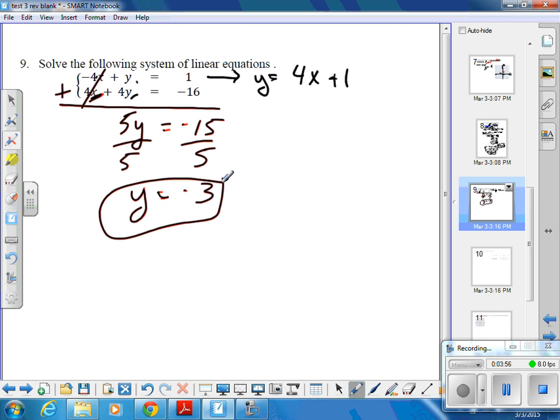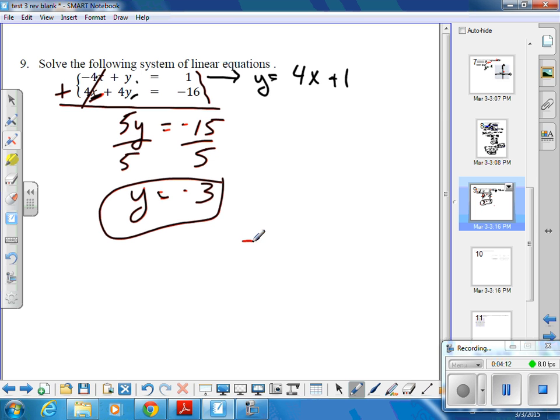And you might be thinking, wow, that was a lot faster. This depends on how the problem's set up, which way is going to be easier. So y equals negative 3. I have to find x. So I get to go back to either one of these and pick which one I want to use to find x. It's up to you. Most people do the first one.